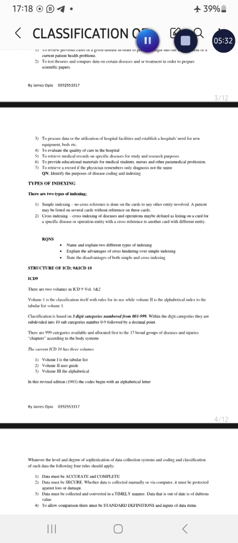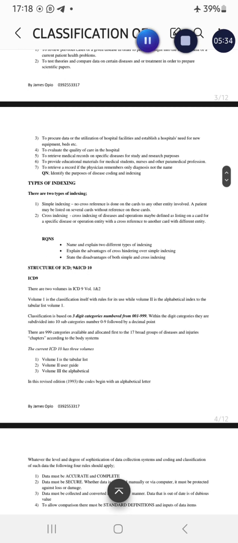We have two types of indexing. We have what we call simple indexing and also cross indexing. Now, what is meant by the term indexing? First of all, indexing is simply listing information or listings of names and other information on either a piece of paper or maybe a card.